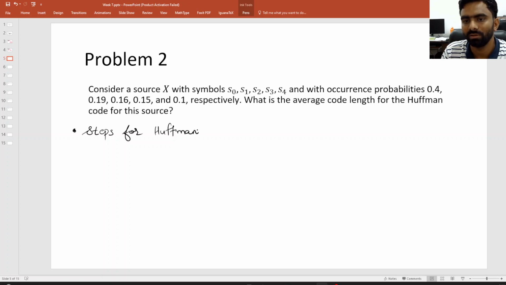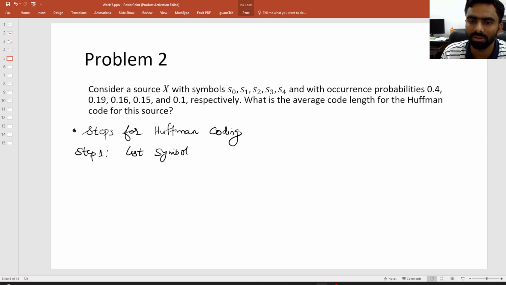So first we will write the symbols S0, S1, S2, S3 and S4 in decreasing order of their probability. So step number 1. List the symbols. Jagannathan sir has also discussed these steps in the video lecture, so I'm directly taking from his lecture. List the symbols in decreasing order.